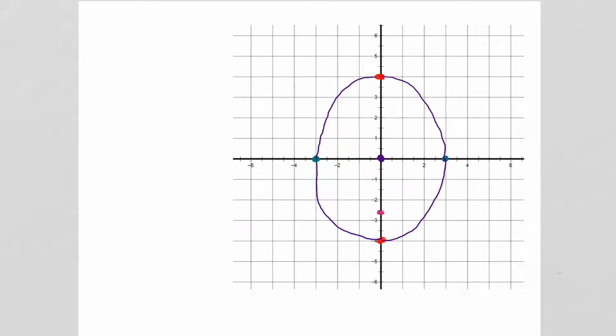Just get it as close as you can. It doesn't have to be perfect. But there are our foci, and when you graph these on your lab, you are required to graph the foci and all the vertices and the center, just so you know. So that concludes example 1.